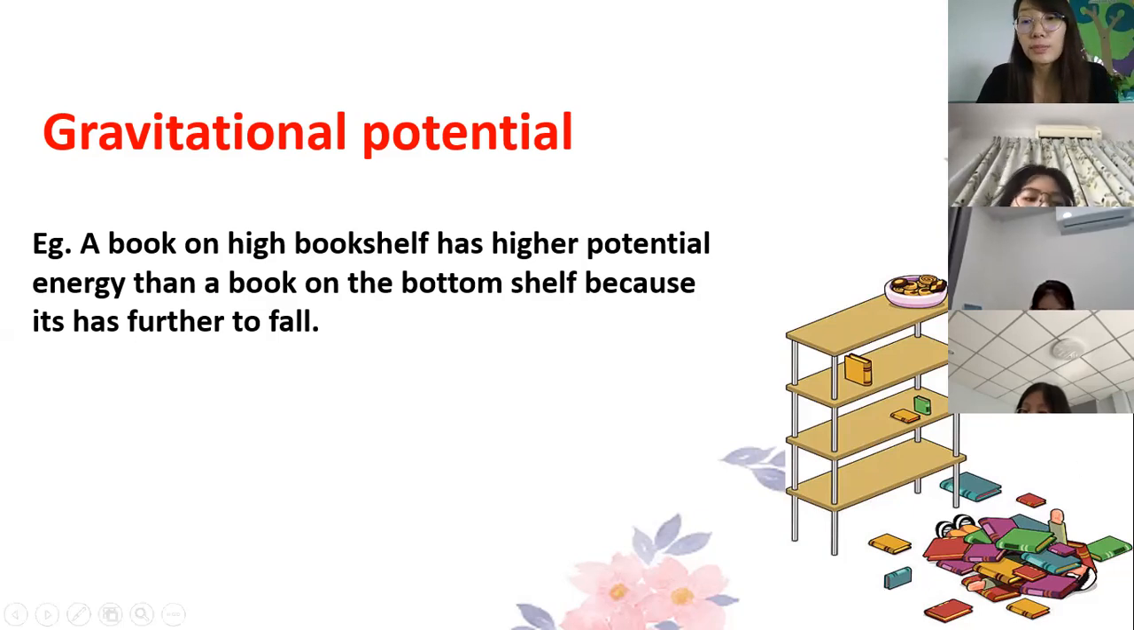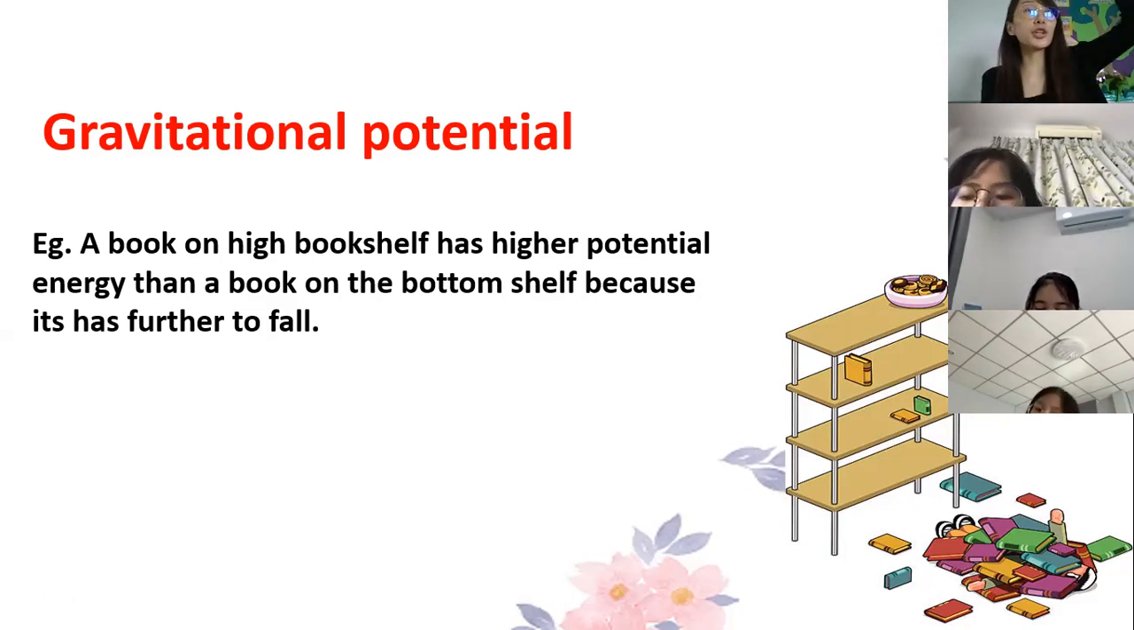If I place the book here, that means this book has higher potential energy, okay? Whereas the book which is here, understand? Gravitational potential is like this. The higher you are sitting, right? Let's say I sit straight, this one has a higher potential.